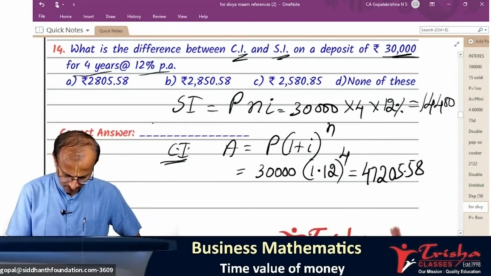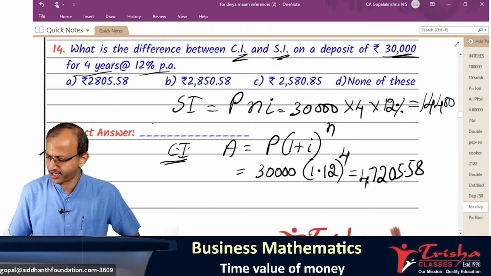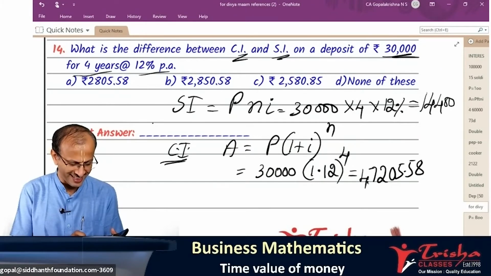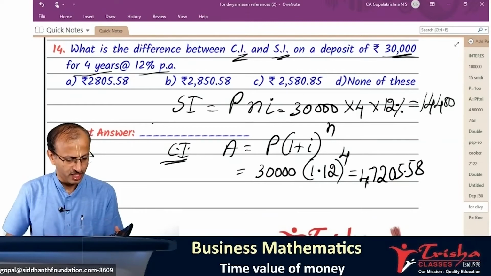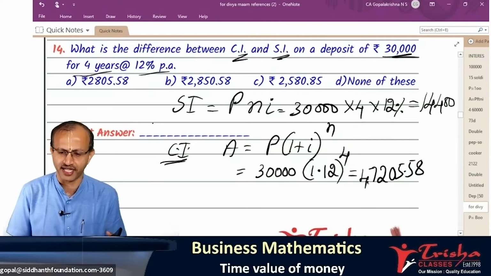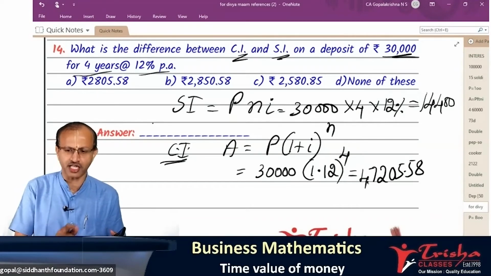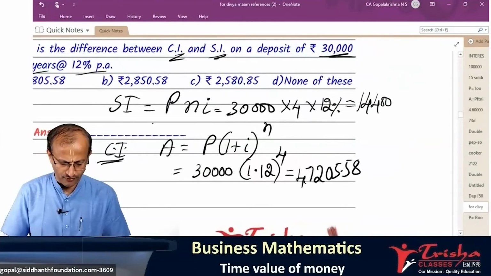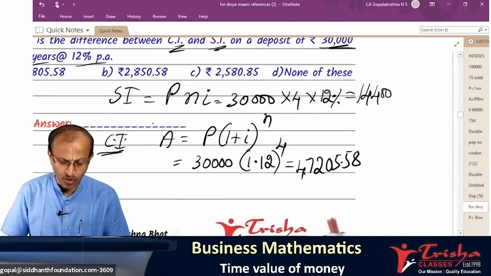How many years is the problem? Only 4 years. Do you think the formula was required? No. Then directly use the calculator. Try 30,000 fast along with me. Those who are not done, non-math students like me: 30,000 plus 12%, plus 12%, plus 12%, 3 times, plus 12%. You will arrive at 47,205.58. Everyone will get it. If you got it in decimal, multiply by 30,000. But I want CI, and this is the amount.